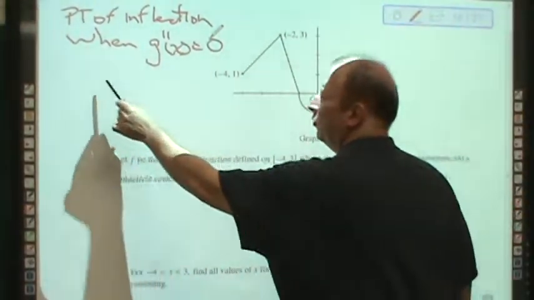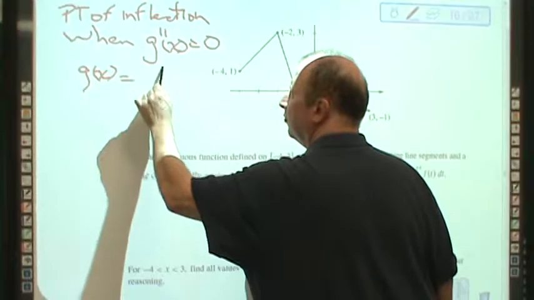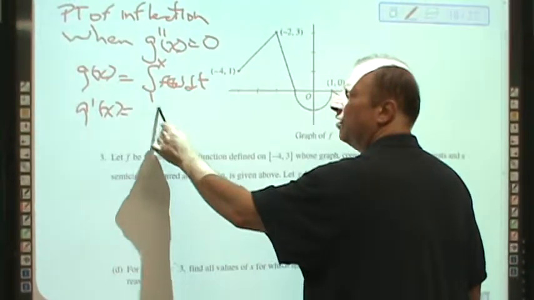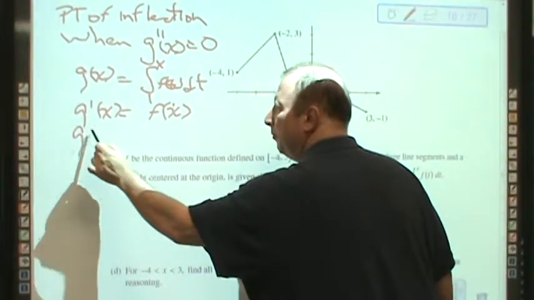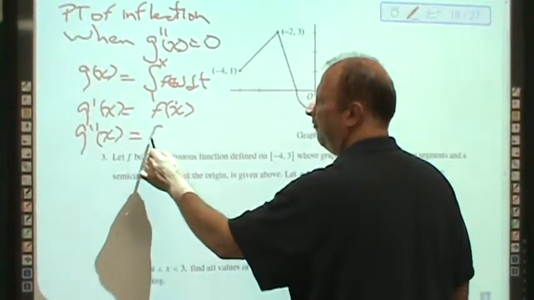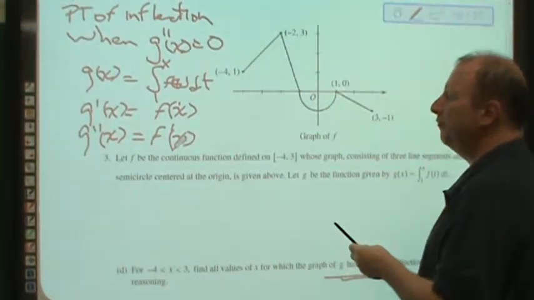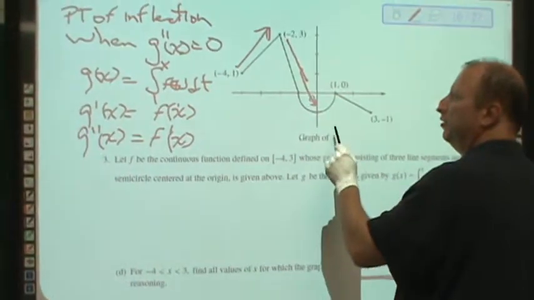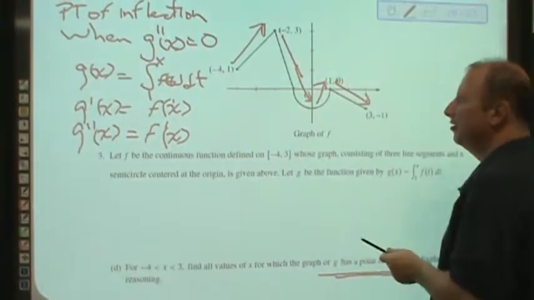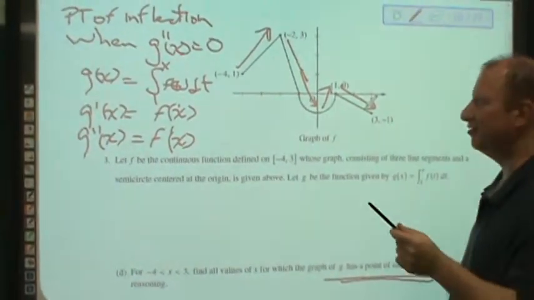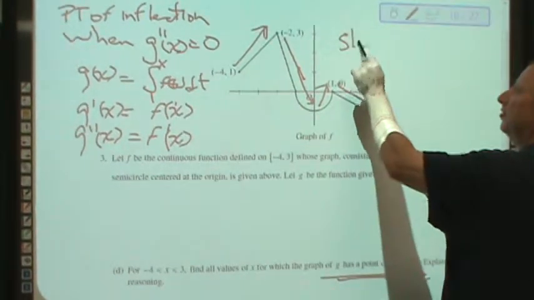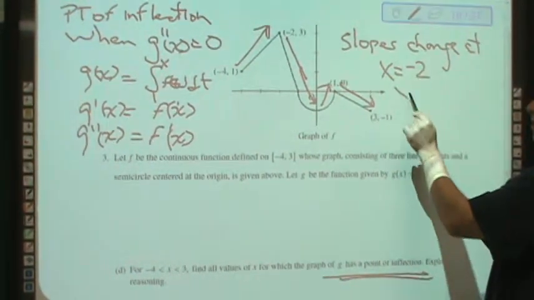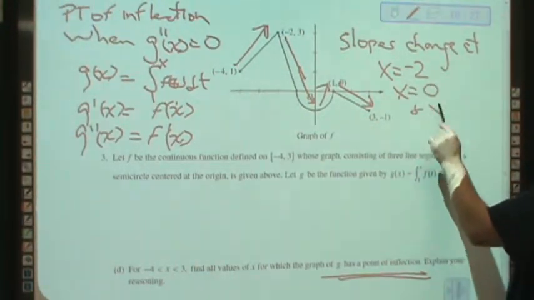Let's review what we have already. We know g of x is equal to the integral from 1 to x of f of t dt. We know g prime of x is equal to f of x. We know g double prime of x is equal to f prime of x. So let's look at the slopes of f. f prime increases here, then decreases all the way to here, then it increases, and then it decreases. So where does the slope change in each case? The slopes change at x equals -2, x equals 0, and x equals 1.